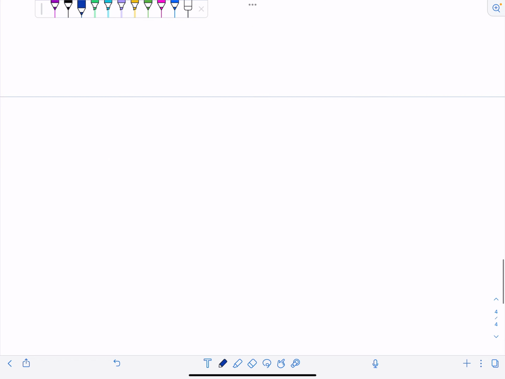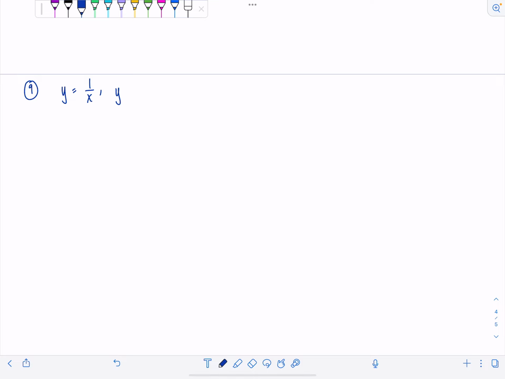Number 9. Here's the two curves. y equals 1 over x, and y equals 1 over x squared, and they gave us also x equals 2. So let's go ahead, let's find the intersection. Do you know what 1 over x looks like? It's like that, more or less. That's super sloppy. And then 1 over x squared is just here, okay?